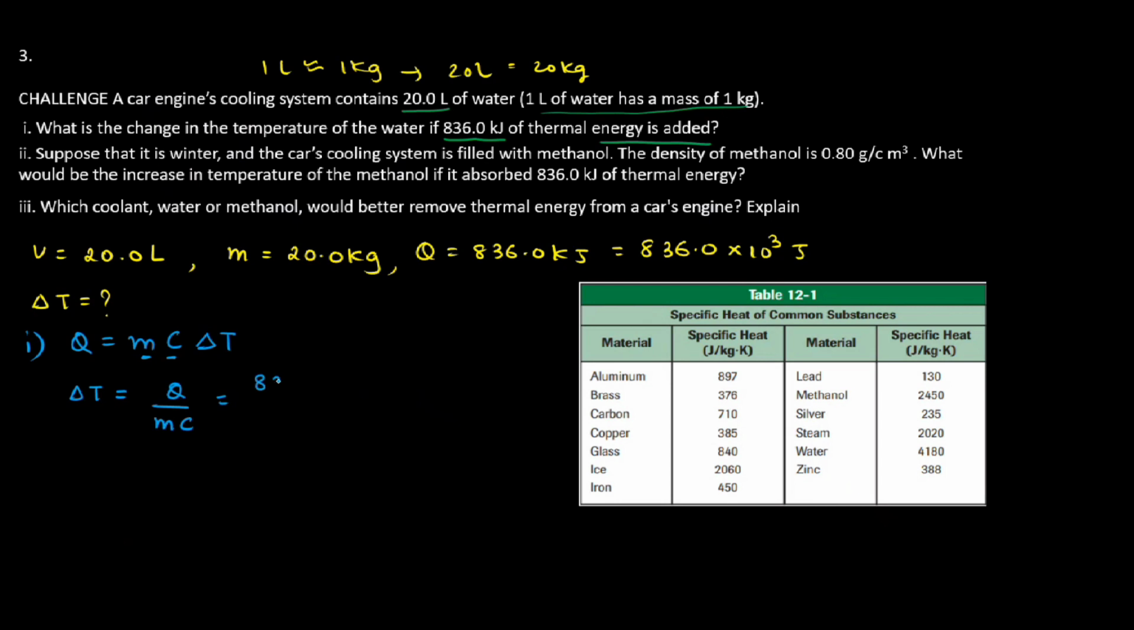Q is 836 times 10 to the power 3. Mass of the water is 20 kilogram. Specific heat capacity of water we will find from the table here. Water is 4180. And when you solve this, you get your delta T to be equal to 10 Kelvin.